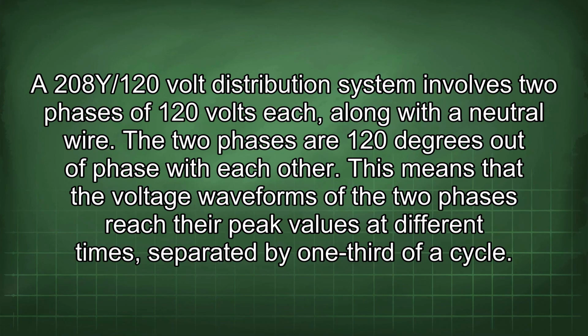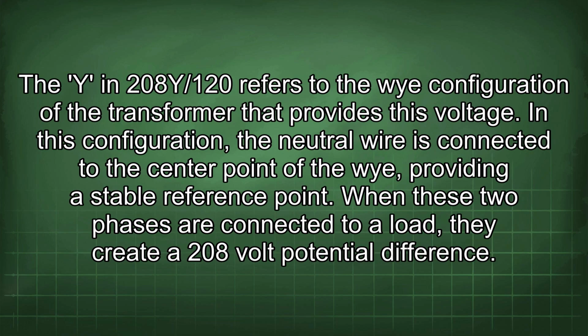208/120 volt distribution system involves two phases of 120 volts each, along with a neutral wire. The two phases are 120 degrees out of phase with each other. This means that the voltage waveforms of the two phases reach their peak values at different times, separated by 1/3 of a cycle. The Y in 208/120 refers to the Y configuration of the transformer that provides this voltage. In this configuration, the neutral wire is connected to the center point of the Y, providing a stable reference point.